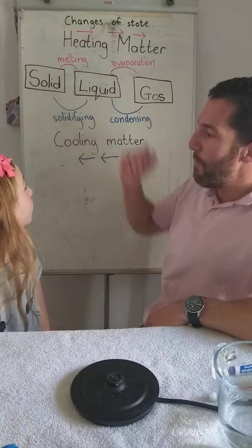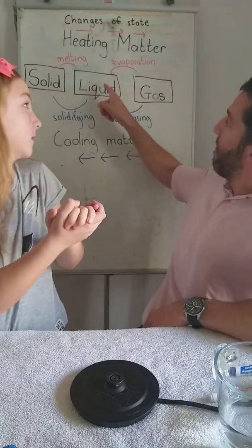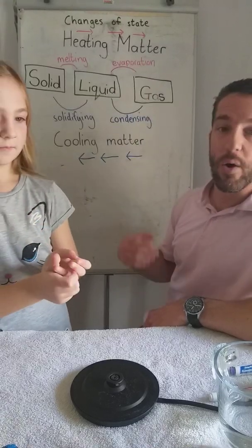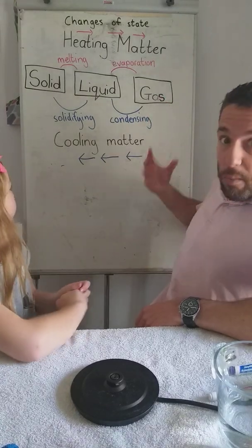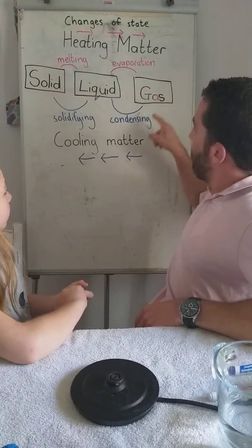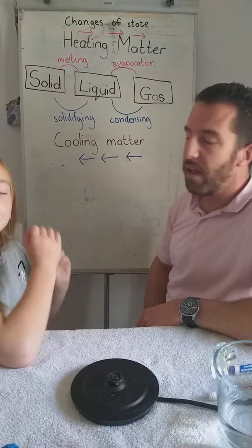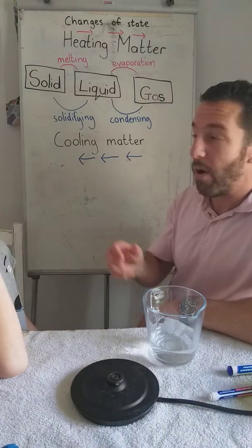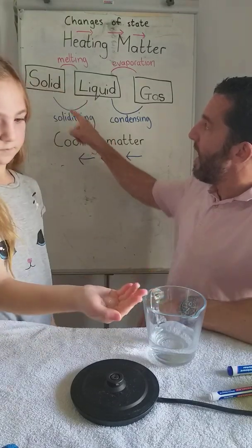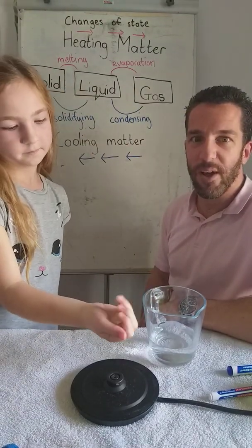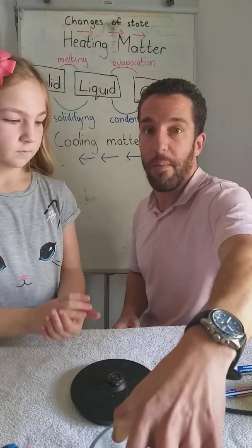First of all, we have melting, where a solid turns into a liquid. Then we have a liquid turn into a gas, and we call that evaporation. Then when we start to cool the matter and the gas condenses, it becomes a liquid, and we call that condensing. And finally, if we take a liquid and cool it even more, it will start to solidify and become a solid. As I said, you can go and conduct these experiments by yourself.